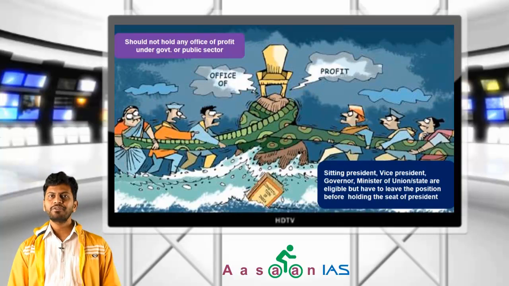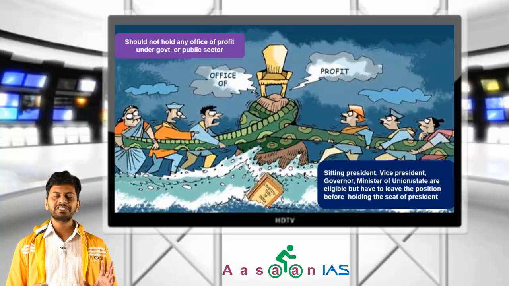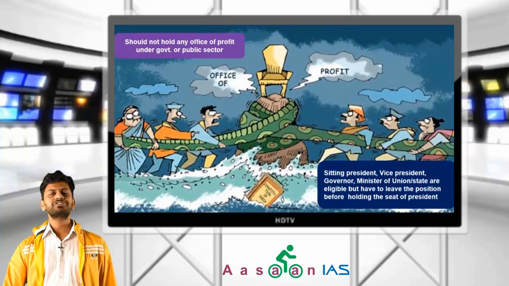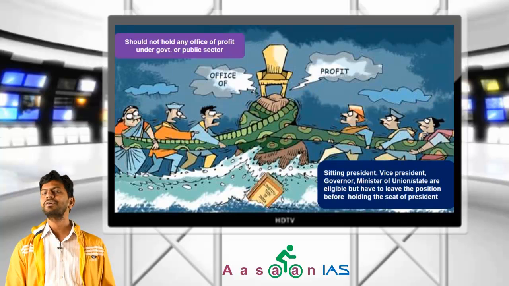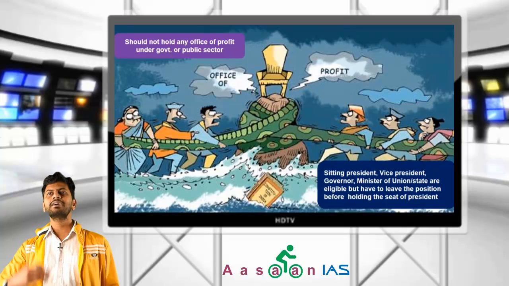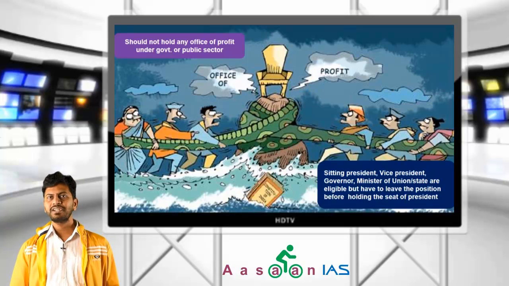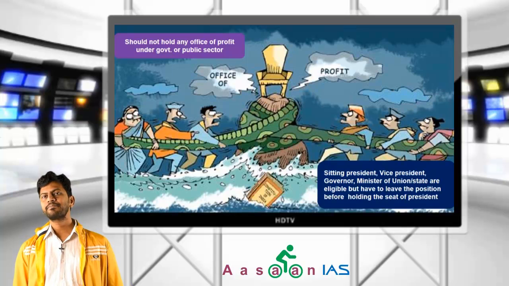So, should be a citizen, should have completed 35 years, and all the conditions and qualifications to become a Lok Sabha member should be met, and should not hold any office of profit under the government or in public sector. But sitting president, vice president, governor, union or state minister have the facility, they are eligible for the election, but once they win and before holding the seat of the president, they have to leave it. Getting this?